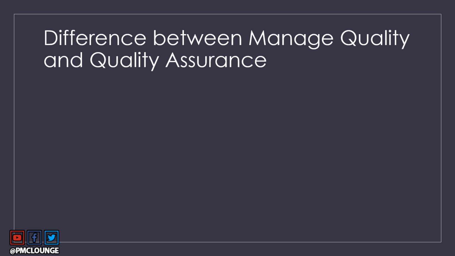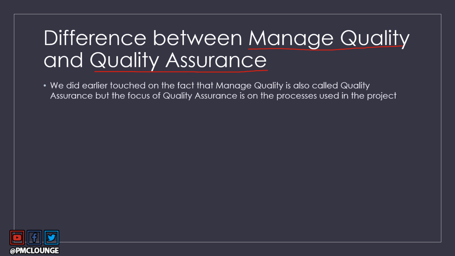All right, moving on. What is the difference between managed quality and quality assurance? Like I mentioned earlier, managed quality is the process which replaced the quality assurance process from PMBOK edition 6. Now, we did earlier touch on the fact that managed quality is also called quality assurance, but the focus of quality assurance has always been on the processes used in the project, right? Processes used in the project.